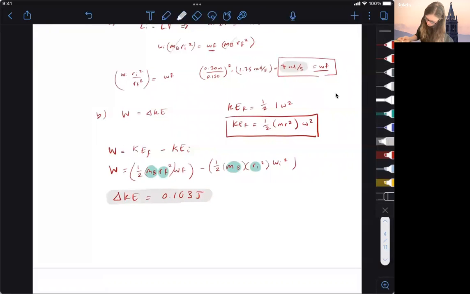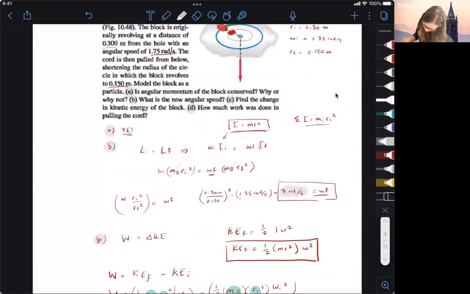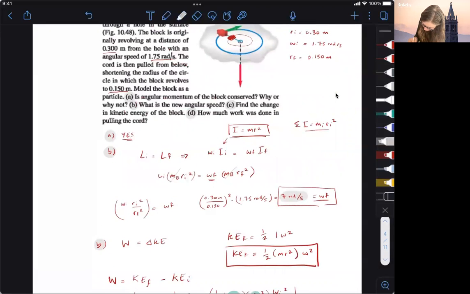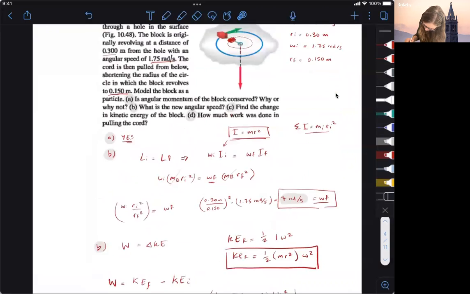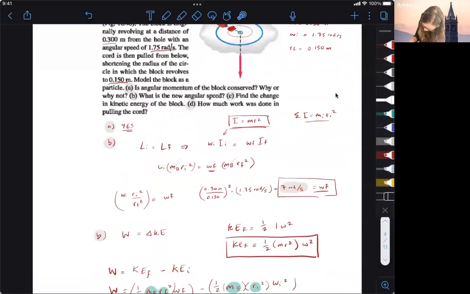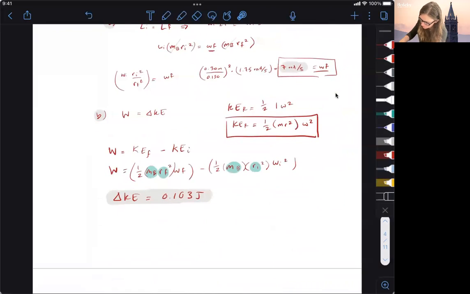All right, so good. To summarize, yes, the angular momentum is conserved. What's our new angular speed? We found it over here by using conservation of momentum. Then it asks what's the change in kinetic energy, and how much work was done in pulling the cord. So we found our change in kinetic energy, and we know that that's also the same for C. So the answer for C is also that our change in kinetic energy is equal to our work from pulling the cord. Okay. So hopefully that one makes sense.